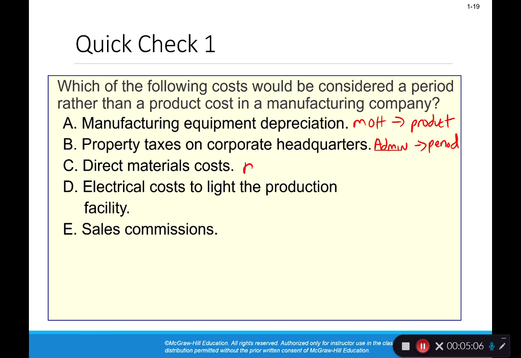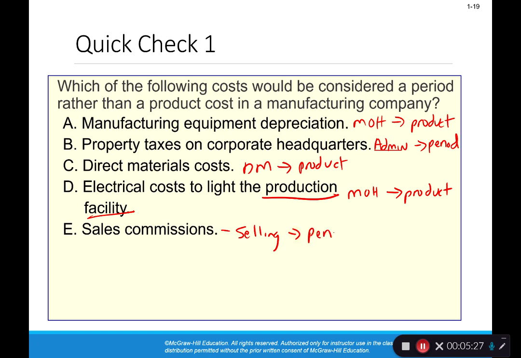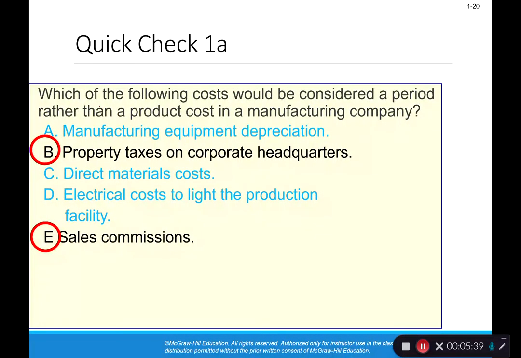Direct materials would be direct materials, which is a product cost. Electrical cost to light the production facility, that would be overhead because it relates to the production facility, which makes it a product cost. And then sales commissions would be a selling cost. Doesn't relate to producing the product, which is a period cost. So the question wants which is considered period. So that means that B and E should be the correct answer. Let's see if we're right. B and E it is.